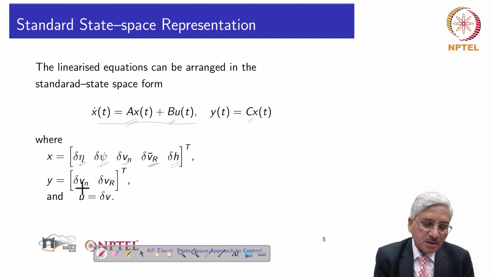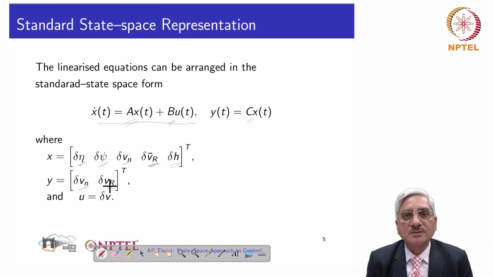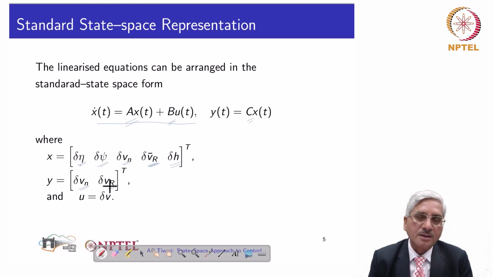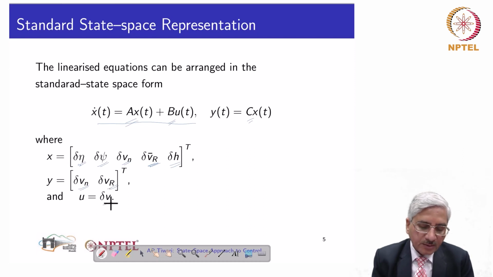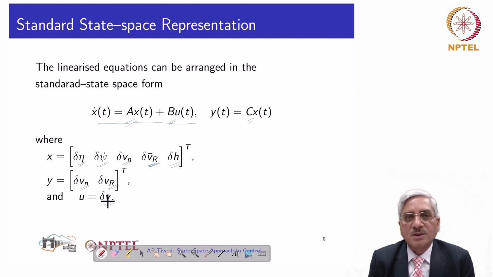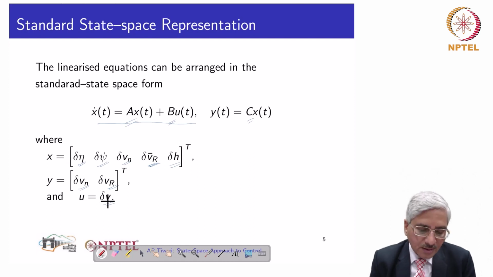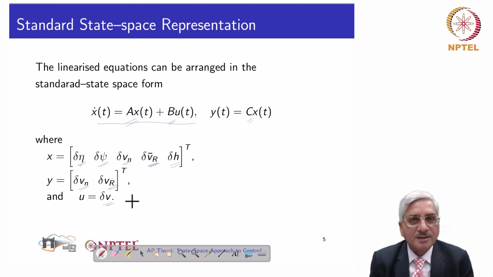The output variables are change in neutron density and change in rate. Of course, at steady state the rate is 0, so change in rate is also the same as rate. Input to the system is the voltage to the control rod, voltage signal to the control rod, which is again 0 at steady state. So delta V and V are identical for the system.